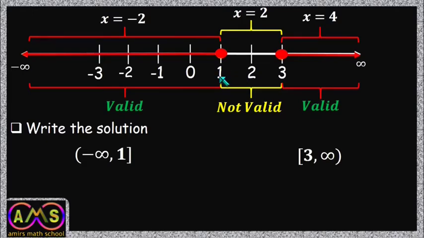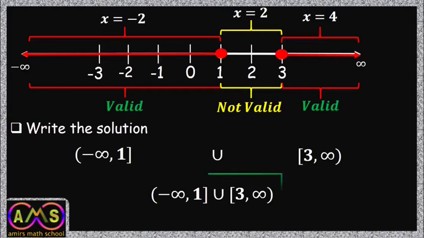Here the values 1 and 3 are included in the solution. That's why this type of bracket is used here. So minus infinity to 1 and 3 to infinity. To join these, we use the union sign. So the solution is minus infinity to 1 union 3 to infinity. So this is our solution of this inequality.